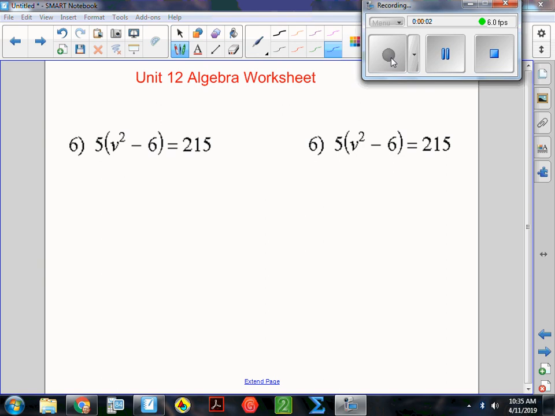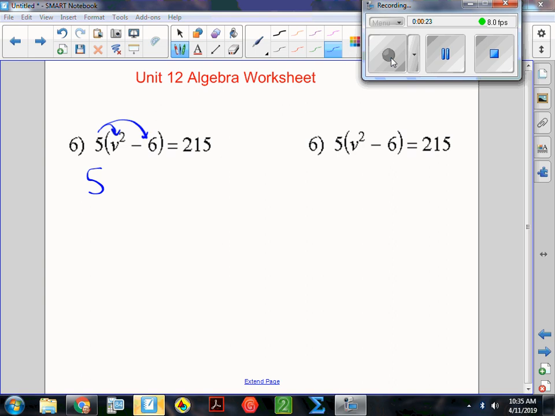For number 6 on the algebra worksheet, I'm going to show you two different ways to do it. First, you have to recognize that there are parentheses. Parentheses mean different things, but one of the things I'm allowed to do here is multiply. So I can distribute the 5 in. I can do that because it's just a normal parentheses, and you'll see what I mean on a different problem.